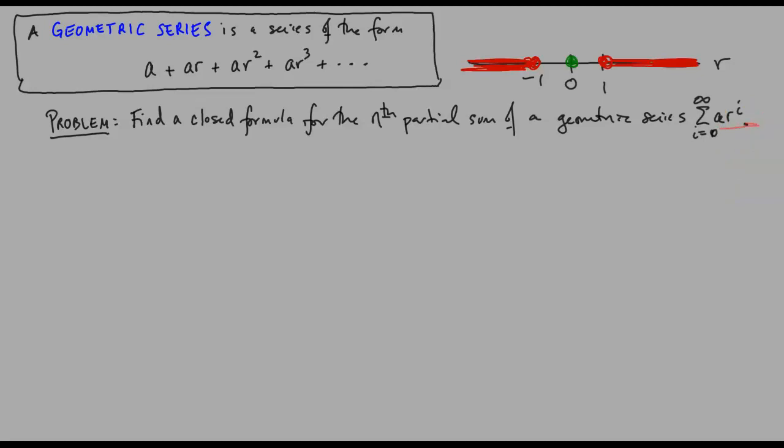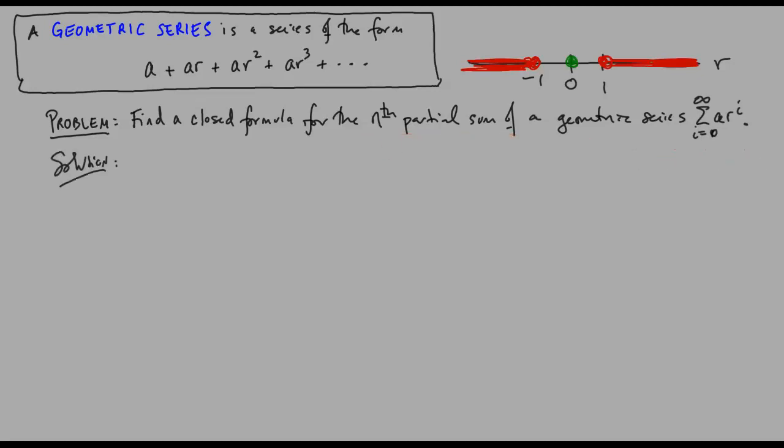Then I get ar squared, ar cubed, etc. So yes, this will capture any geometric series. Okay, we know what's meant by the nth partial sum, but what do I mean by a closed formula? I mean something that doesn't have ellipses anywhere in it, or a giant summation, even if it's finite, something that I can actually evaluate.